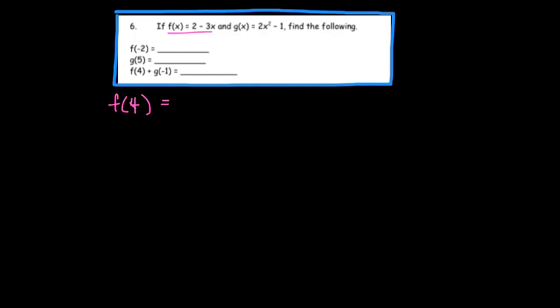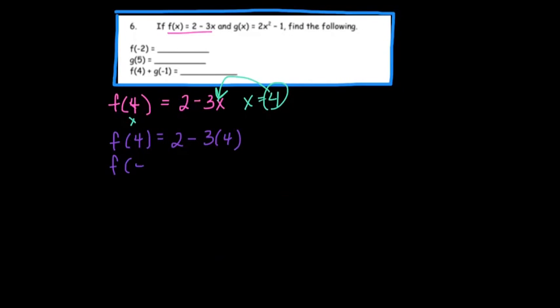So f of 4 is equal to 2 minus 3x. And again, because this is the x value, I'm going to change the x in this equation to be a 4. So I'm going to rewrite this as f of 4 equals 2 minus 3 times 4. So we have f of 4 equals 2 minus 12. 3 times 4 is 12. And then f of 4 is equal to 2 minus 12, which is a negative 10. So ultimately, this gives me a y value of negative 10. Keep in mind, that's the first answer to this.